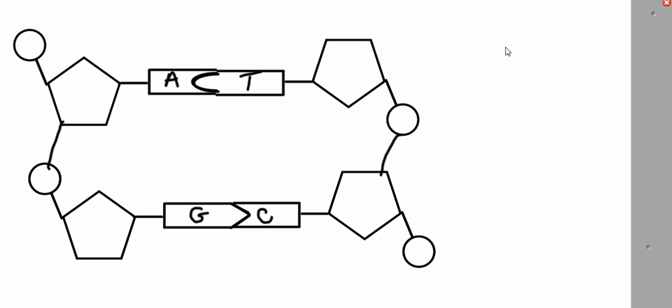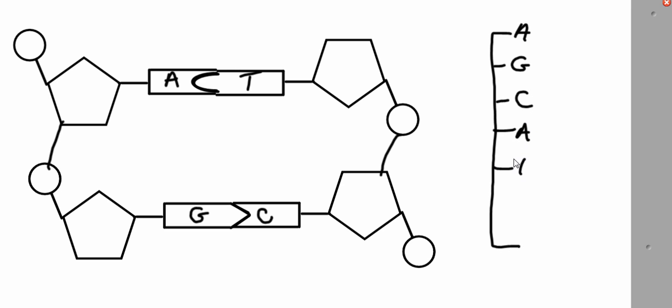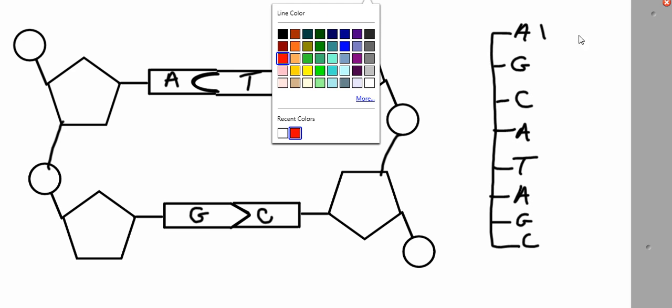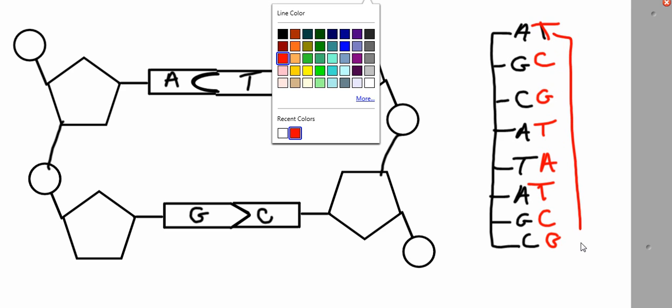So sometimes on the Regents exam, they'll draw it this way, and then they'll have adenine, guanine, cytosine, adenine, and just random bases, and they ask you for its complement. So you would have to know that A always goes with T. G always goes with C. C always goes with G. A always goes with T. T goes with A. And then you would just complete it. So this would be the completed double strand, or double helix.